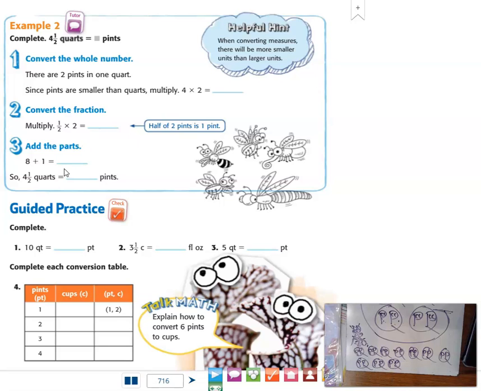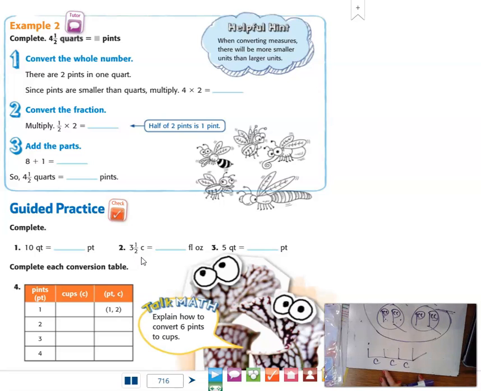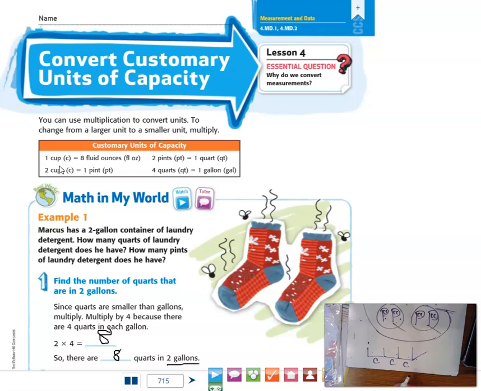Okay, 3.5 cups to how many fluid ounces? Let me draw my picture. Give me just a sec. For number 2, it's asking 3.5 cups. So I drew 1, 2, 3.5, and I labeled them cups. I'm going to go back to my orange table. 1 cup is 8 fluid ounces, so 8 ounces in each of these.